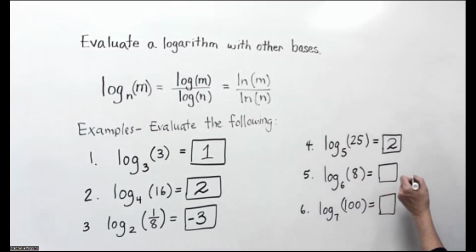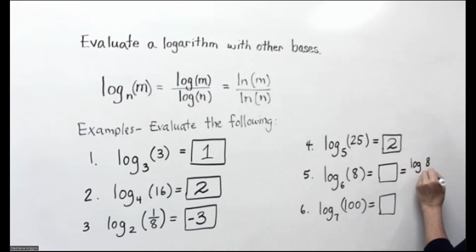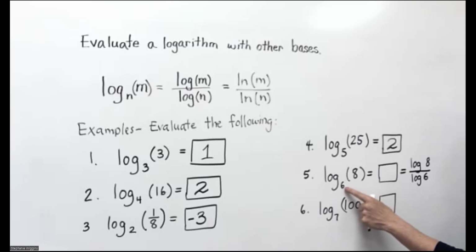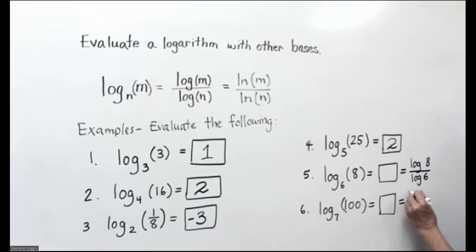So what I'm going to do then is take log of 8 divided by log of 6. The base is always on the bottom. So that's how I remember this formula. The base is on the bottom. I'm taking log of 8, dividing it by log of 6. And here, I'm going to take log 100 divided by log 7.